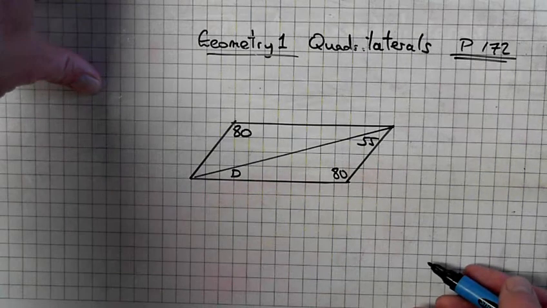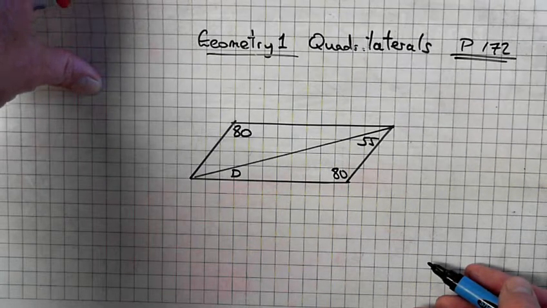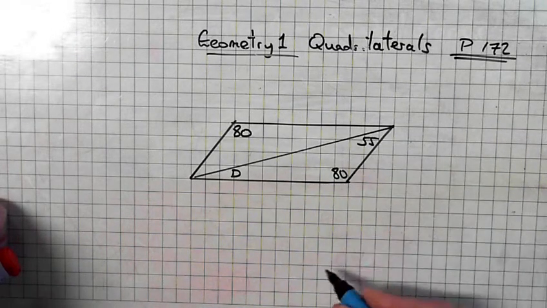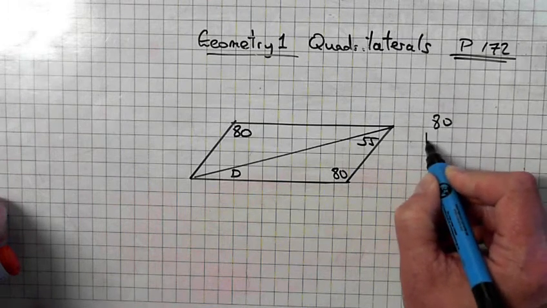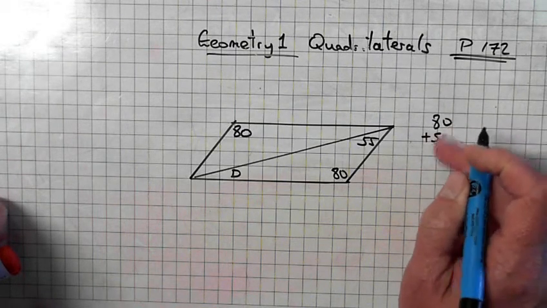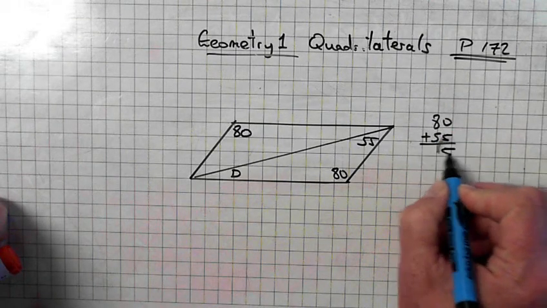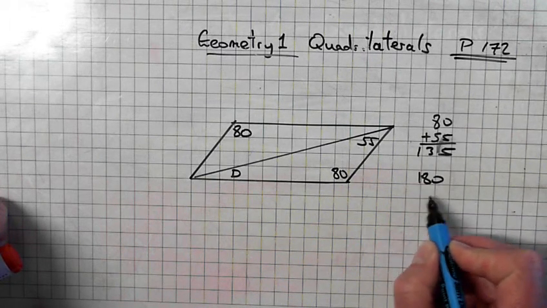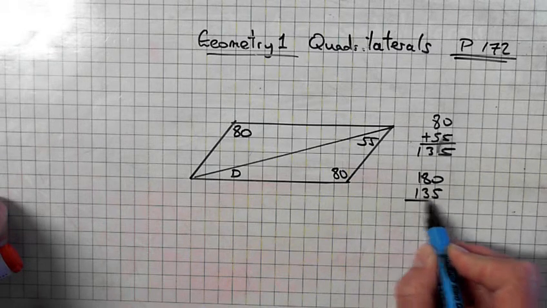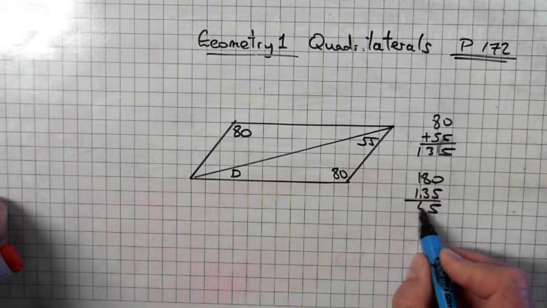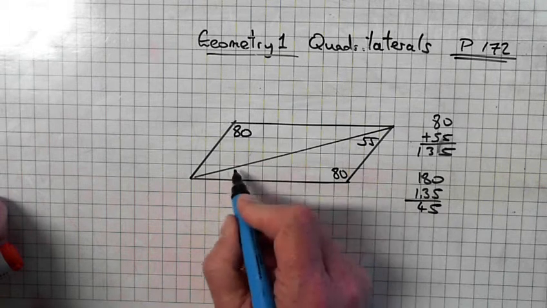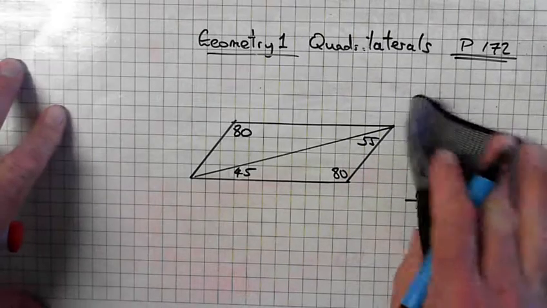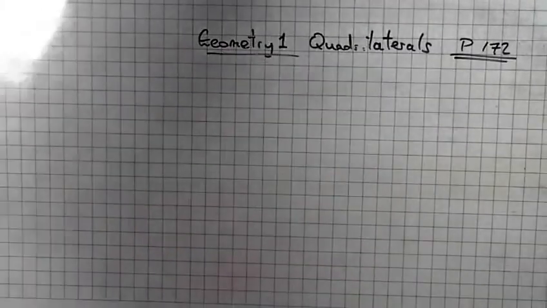Okay, we'll do it that way. These three angles add up to 180. So we'll go 80 plus 55 is 135, and take that away from 180. 45. D is 45. We'll have a look at the next one as well.